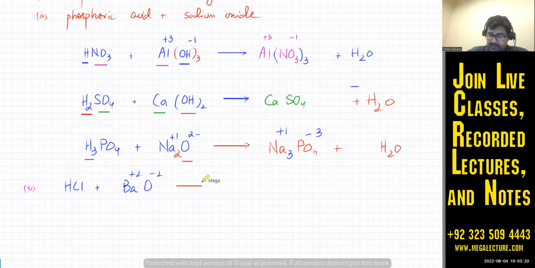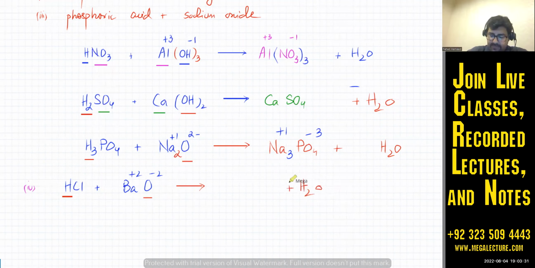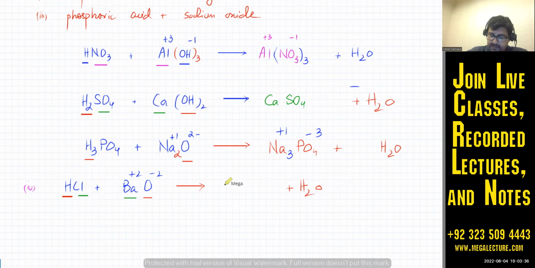Okay, how will you make the salt? Sorry, water will be produced when H and O combine, right? So that makes up water. What is the other stuff that's left? Barium chloride. You get barium and chlorine, right? So the salt is going to be barium and chlorine, right? So barium is +2 and chlorine group 7, that's -1, right? So it's going to be Ba and Cl2, right? That's what the salt will be. Okay.